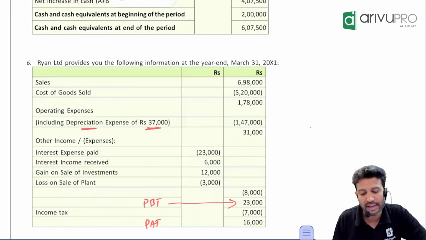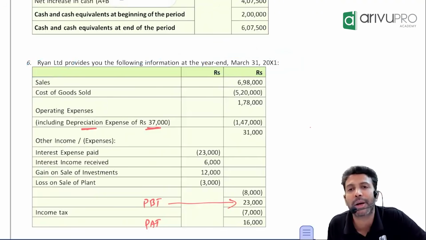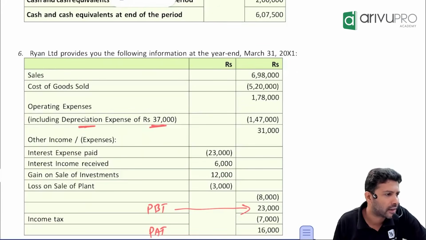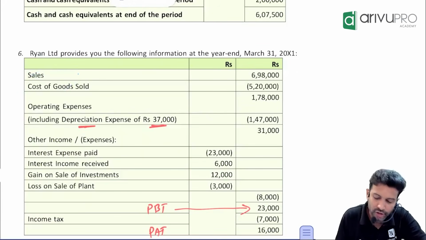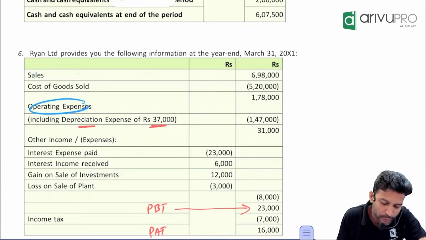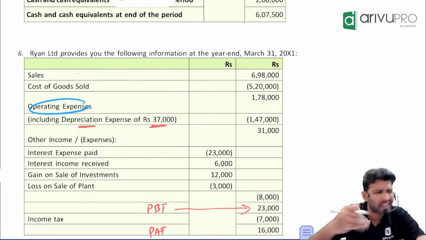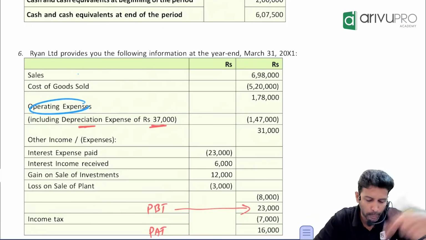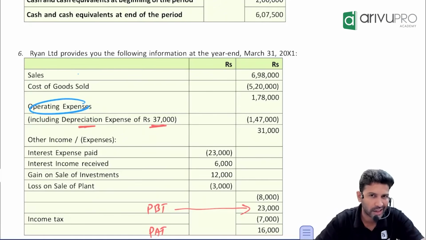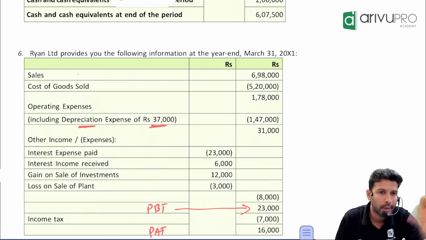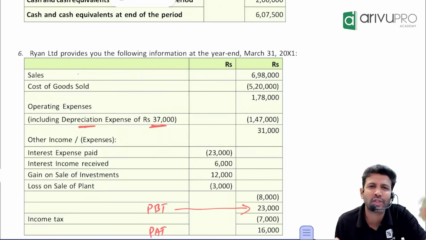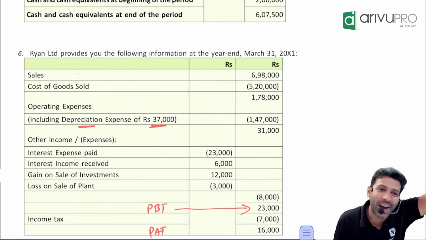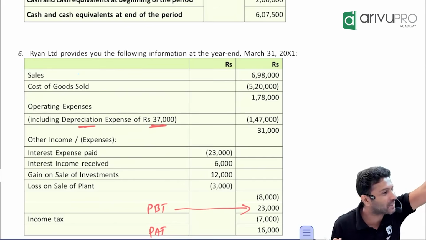Ryan Limited has given you the following information as on 31st March 20x1. This is another format of preparing P&L. From sales, if you reduce COGS, you will get GP. From GP, if you reduce operating expense, you will get another way of presenting P&L. In India, we don't follow this, but in Europe, they follow this presentation. All your ACCA course will have this particular P&L presentation. But maybe this question is copied from somewhere, I don't know. Maybe that's the format. But anyway, whatever they have given, let's take it.